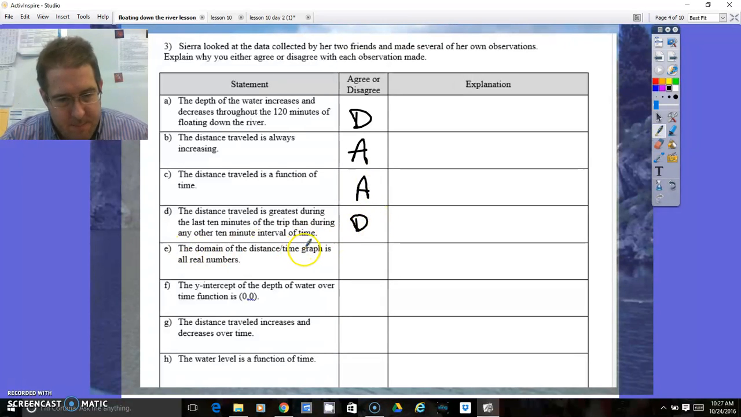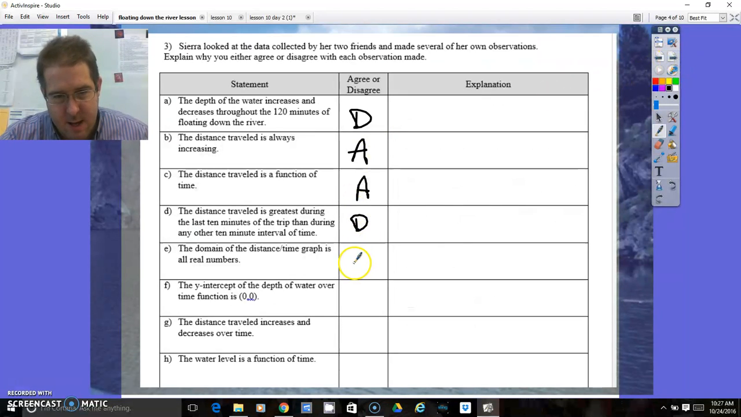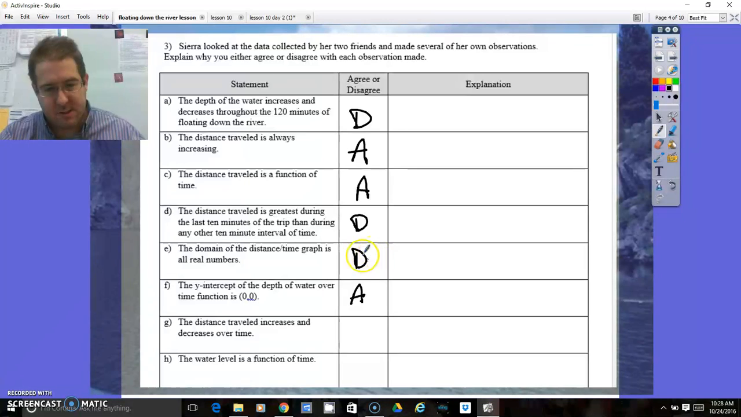The domain of the distance per time graph is all real numbers. Let's see, that would need an arrow right here, so no. And there's no such thing as negative time. So that is a disagree. No way. The y-intercept of the depth of water over time is 0, 0. I would agree. That's where it starts. That's where it was on the origin to begin with. After 0 seconds, they've gone 0 distance. The distance traveled increases and decreases over time. That's disagree. That's very similar to the question up there.